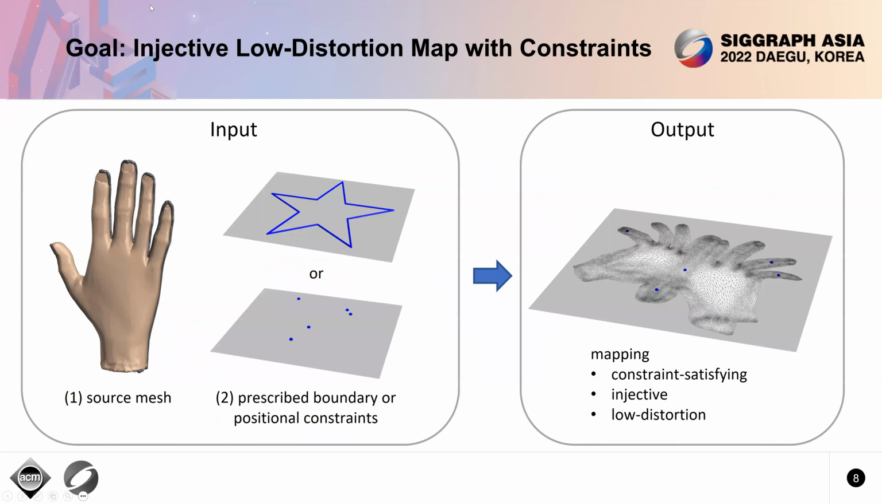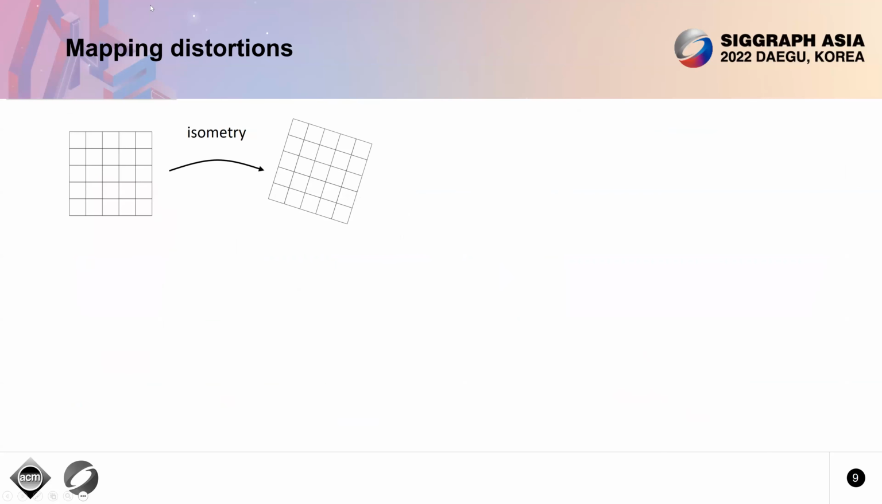In this work, we take as input a source mesh and a group of constraints, which can either be a prescribed boundary or a set of positional constraints. We then try to compute a constraint-satisfying injective map with low distortion. The key benefit of our method over existing works is the improved map distortion.